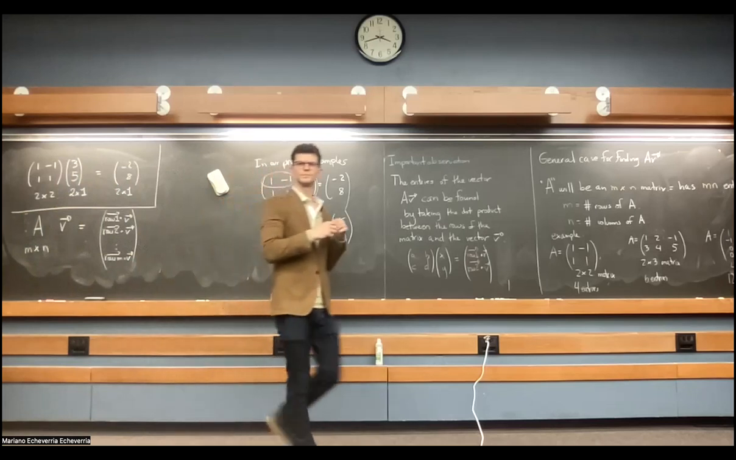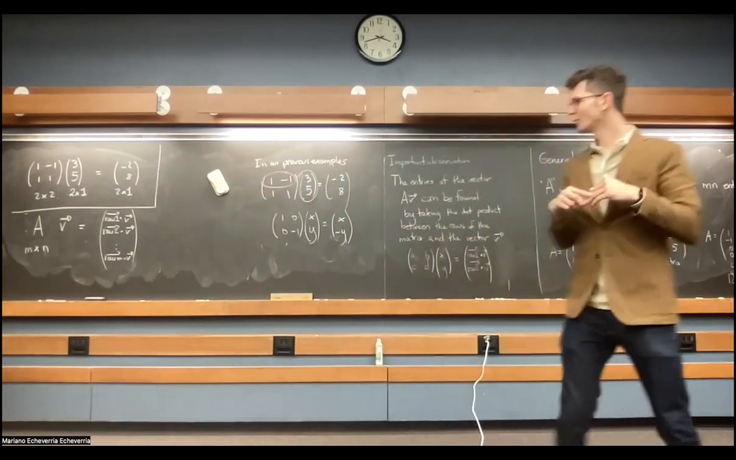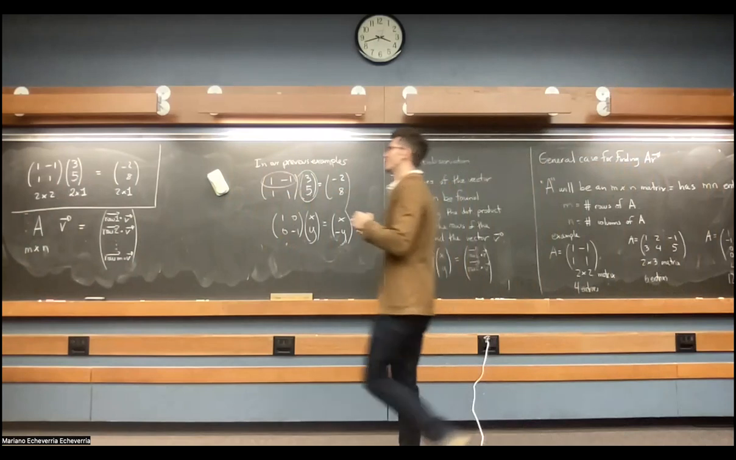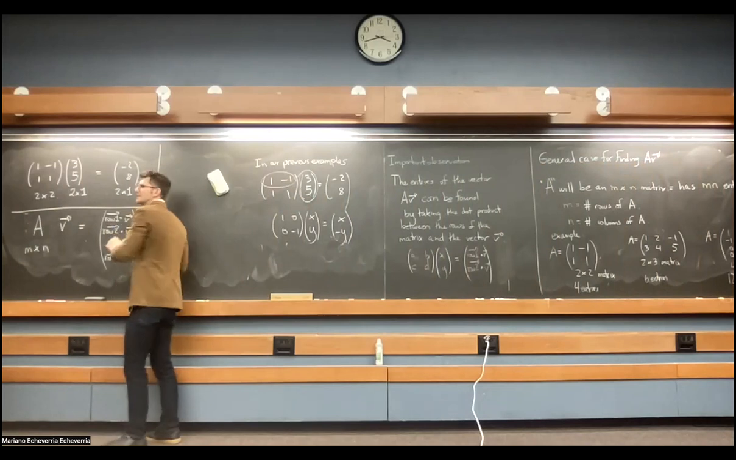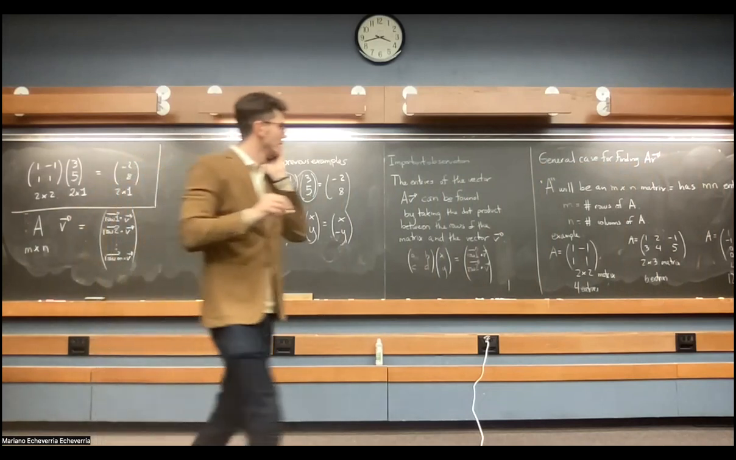Is that making sense? But in order to do the dot products, it better be the case that these rows have the same size as the vector. We cannot do the dot product unless the size of this row is the same as the size of b. They should have the same number of entries, right?